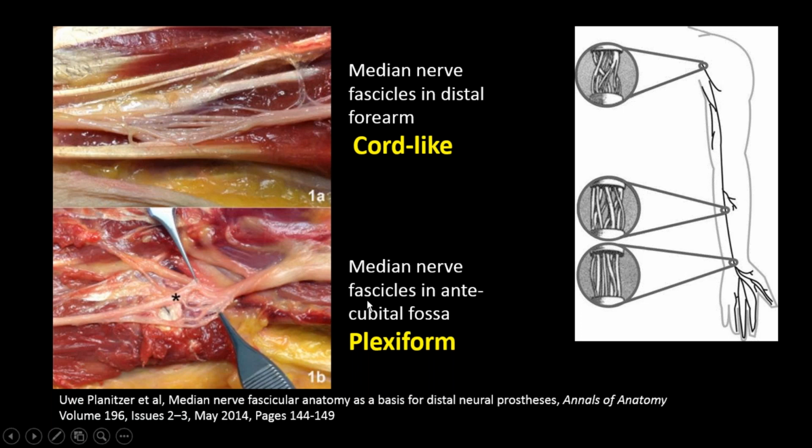And plexiform and cord-like arrangement can change the fascicular pattern that we see on the ultrasound. So fascicular anatomy, like honeycomb appearance or stenotic appearance, can be different for the same nerve depending on whether you're proximal on that nerve or distal on that nerve.